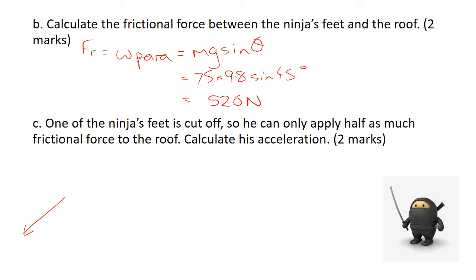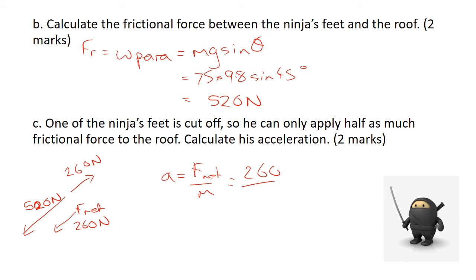Then one of the ninja's feet is cut off. Now you're thinking about net forces here. We've got a 520 newton force down the roof, and only a 260 newton force up the roof. This gives us a net force of 260 newtons down. Then all we've got to think about is that a is the net force over the mass. So it is 260 newtons over 75 kilos, and we get 3.5 meters per second squared as acceleration.